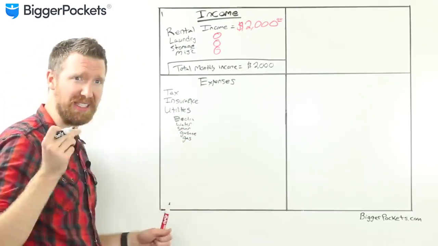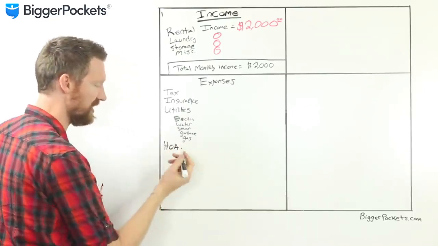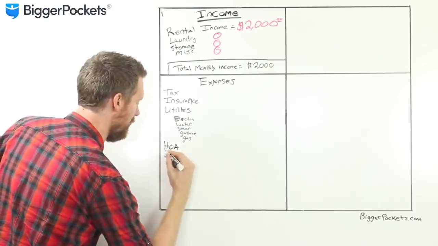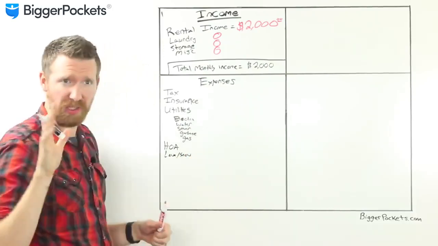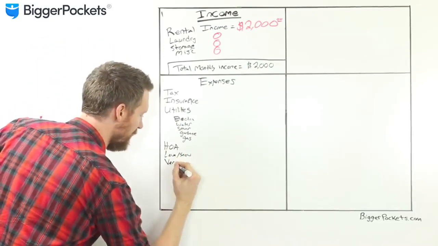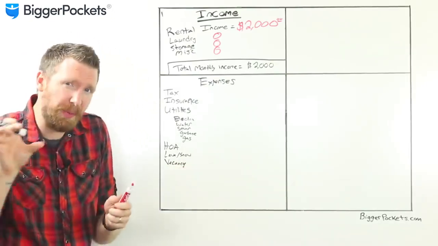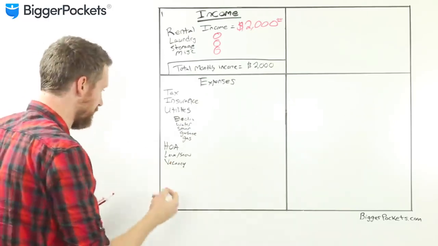Now, after that we've got things like HOA fees, homeowners association fees, if you happen to have any over there. You might have lawn care, lawn or snow. And then you're likely also going to have something known as vacancy. Vacancy. That means every month we want to set aside a little bit of money knowing that at some point it's going to go vacant. And we'll talk about how much to do that in a second. So we got our vacancy.